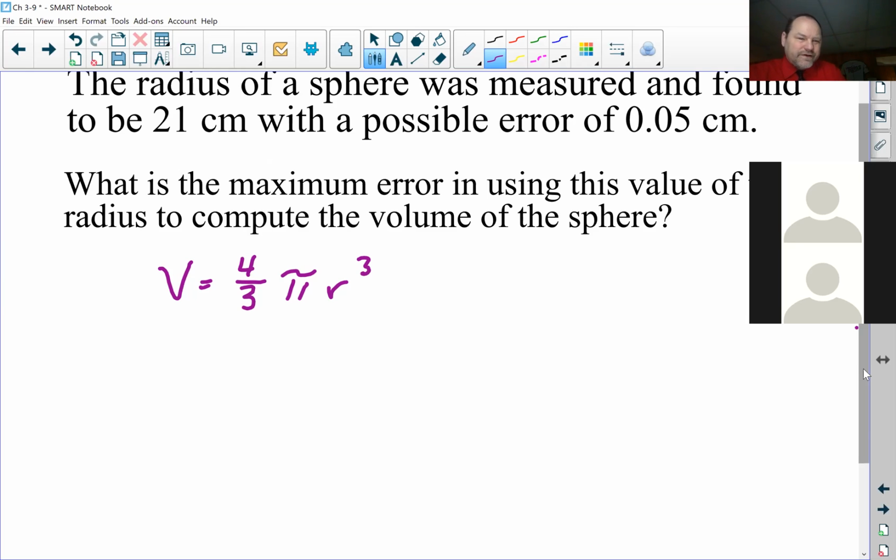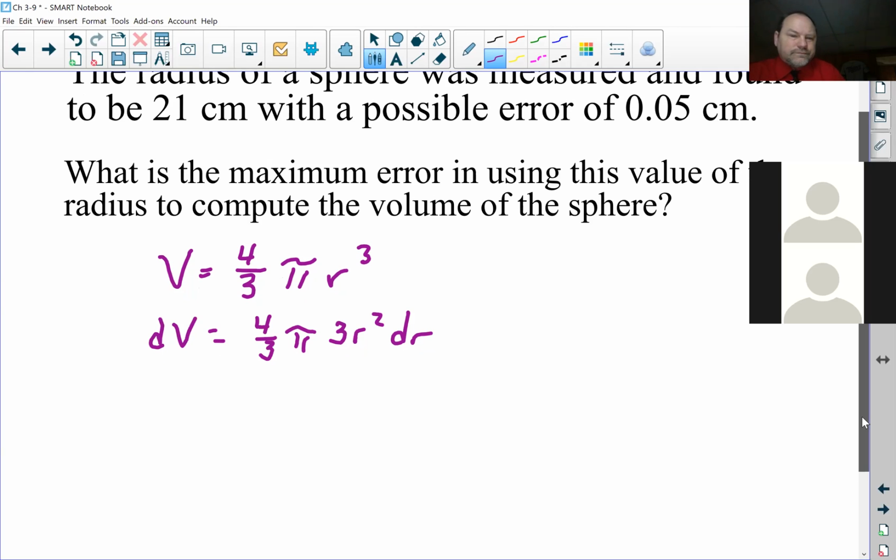Instead, if I take the derivative, actually the differential, so instead of v, I get dv. On the other side, 4/3 pi r cubed. I have my 4/3 and pi are just constants. Take the derivative of r cubed. That'll be 3r squared dr. And yes, the 3's cancel, which is kind of nice.